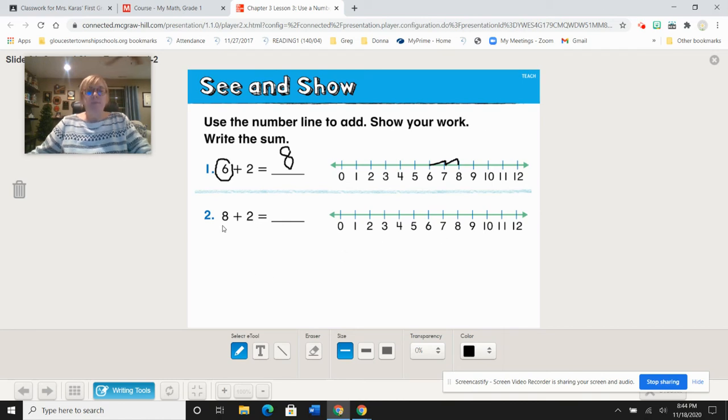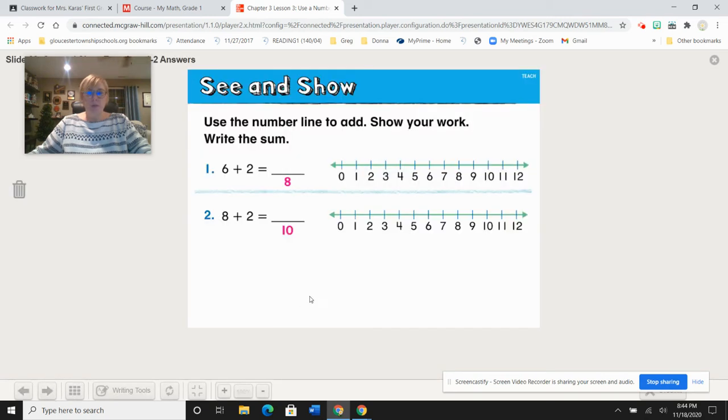All right. 8 plus 2. Circle the 8. Go to the 8. How many am I counting on? 2. Am I counting yet? No. Okay, ready? Too fast. Ready? 1, 2. What's the sum? 10. Very good. Let's check and see how they show us. Look at that, 8 and 10. They don't show the work.